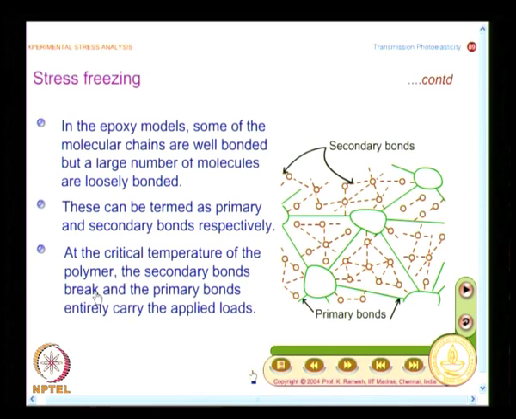But what happens at the critical temperature, though it is not visually seen, is that the secondary bonds break and the primary bonds entirely carry the applied loads. This happens at the molecular scale. You will not see that at the critical temperature there is going to be a liquid plastic, no. Whatever the secondary bonds that break behave similar to a fluid, and the primary bonds get compressed or elongated depending on the load that you have applied. Even the loading design for stress freezing has to be carefully chosen, because the material properties change at the critical temperature.